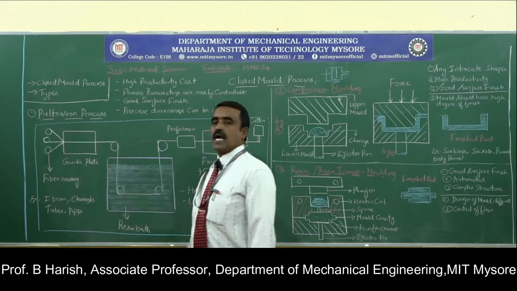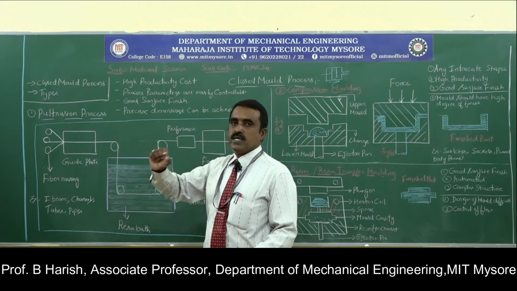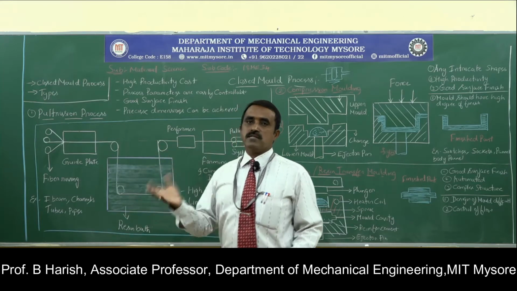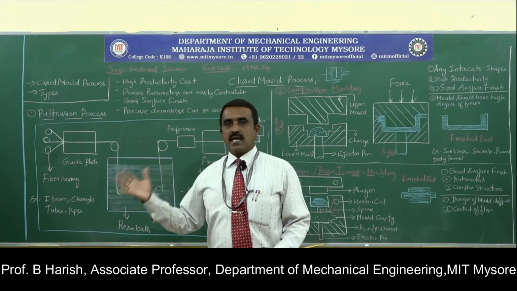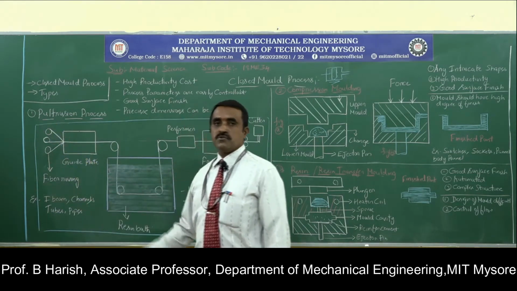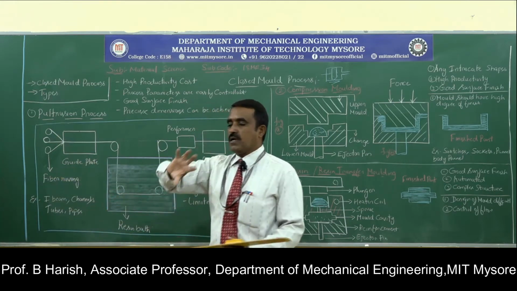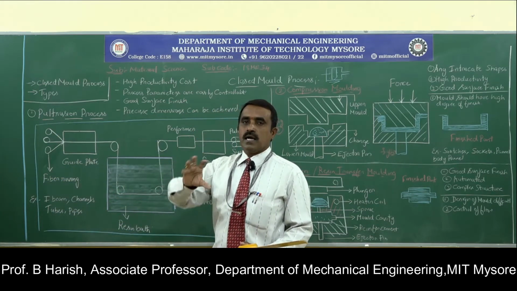The function of this guide plate is that the fibers will be in the form of thin wires. Any composite material is made up of matrix and reinforcement. This fiber is nothing but the reinforcement. Fiber roving means the fibers are rolled over a roll.